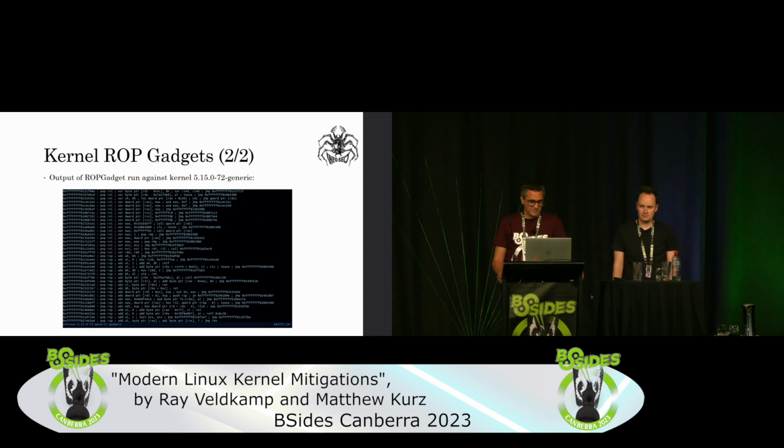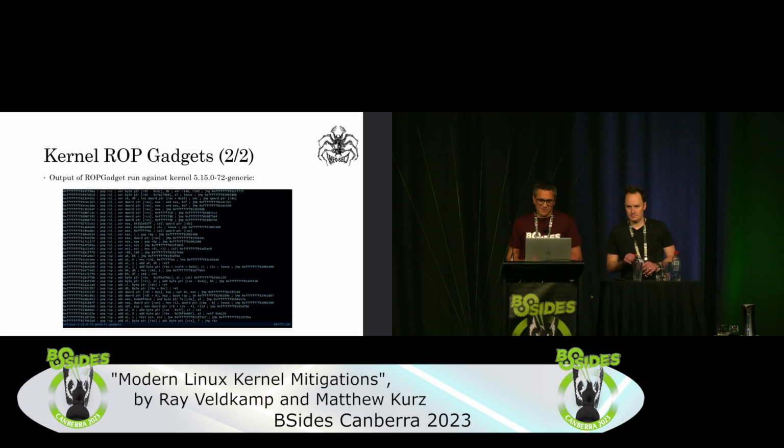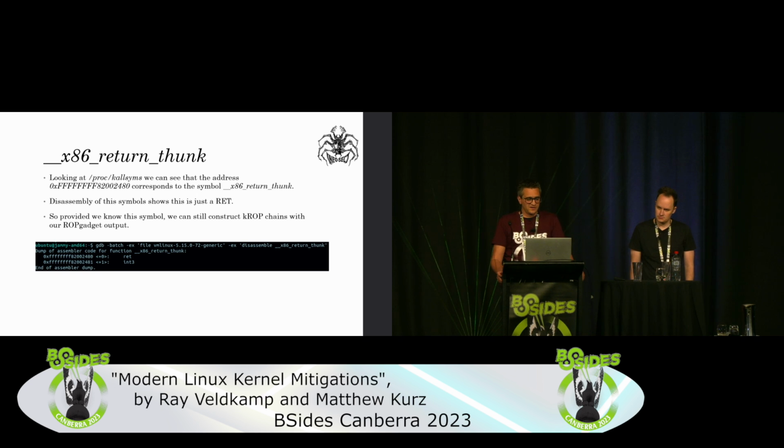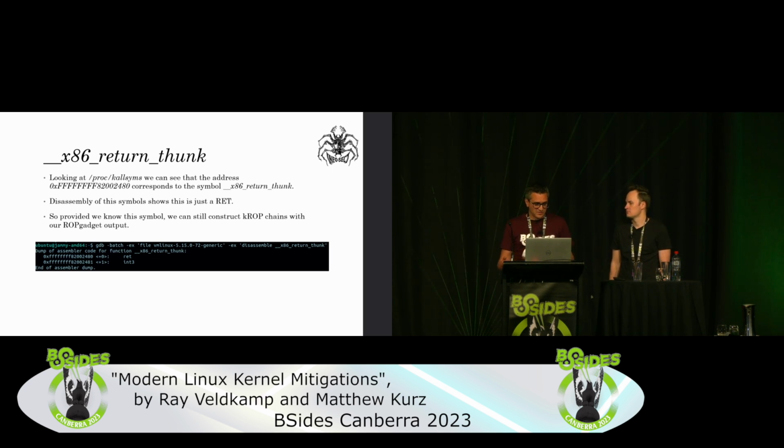This is really hard to see, but this is just output from a standard ROP gadget tool. A lot of these gadgets end in a jump to this address, which ends in 2480. If you look at /proc/kallsyms, we can see that this address, which comes up a lot, corresponds to a symbol called x86_return_thunk. If you disassemble this symbol, you can see the disassembly is just a single ret and an int3.